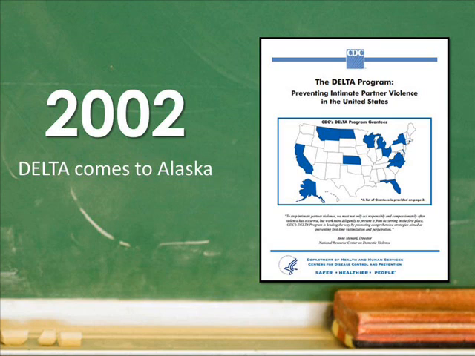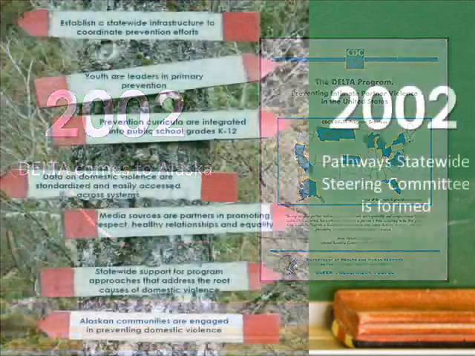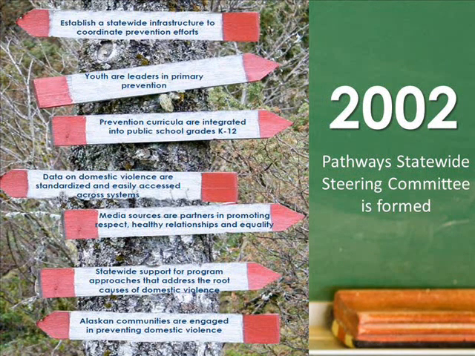Since its inception, the DELTA program has allowed for the creation of programs that address multiple angles of intimate partner violence, such as those that address teen dating violence, healthy relationships, as well as those that prevent first-time male perpetration. Later in 2002, the DELTA project coordinator worked to form the Pathways Statewide Steering Committee, which brought together a diverse group of more than 20 partners from across the state of multiple disciplines that all had a stake in eliminating domestic violence in Alaska. Over several years, they worked together to develop a shared understanding of primary prevention and clarity around the conditions and factors that support violence in Alaska.